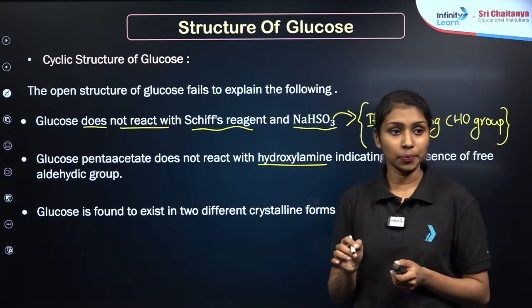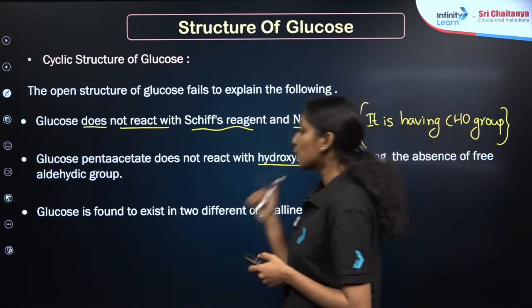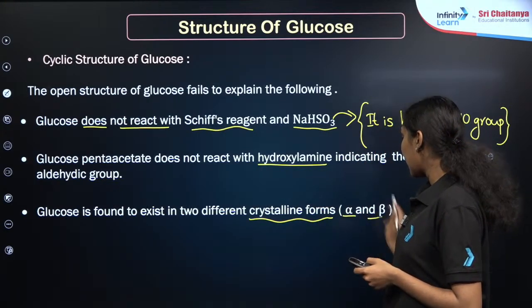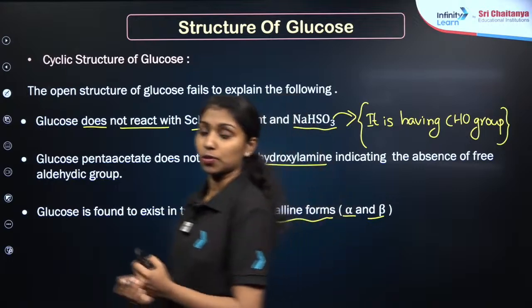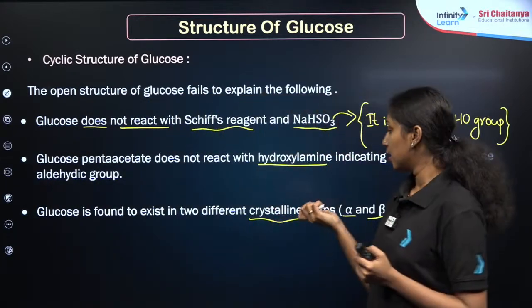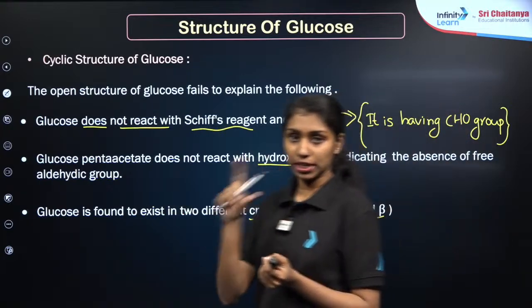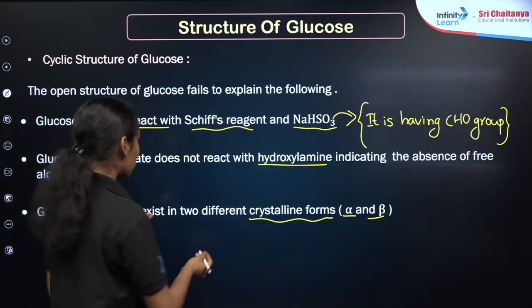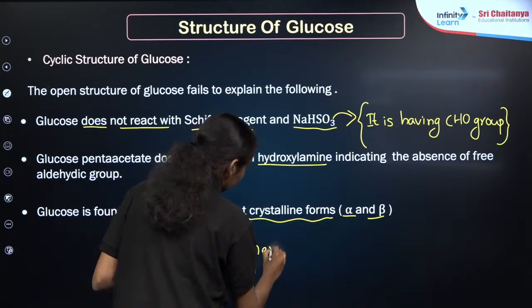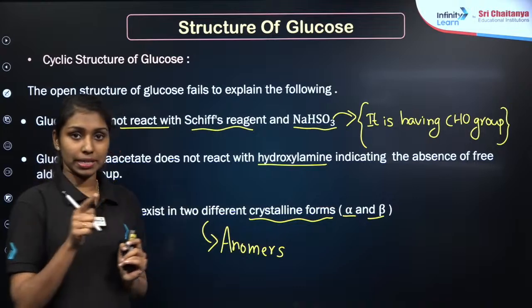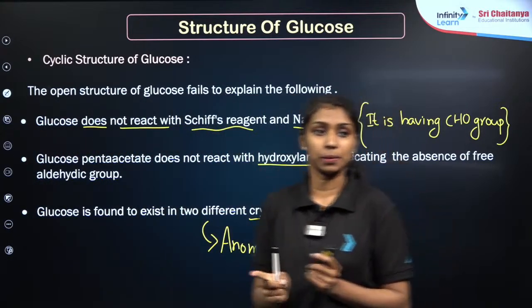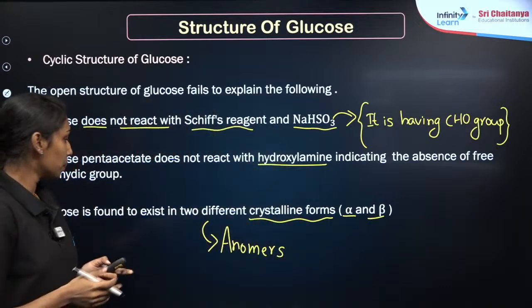The last one is that glucose is found to exist in two different crystalline forms. These are the alpha and beta forms. These are two types of isomers, having the similar chemical formula but different configuration. Otherwise, they are known as anomers. This is another type of isomerism in the case of glucose. There will be alpha and beta. The only difference is that the configuration is different at the first carbon atom. Let us see in detail. Clear?